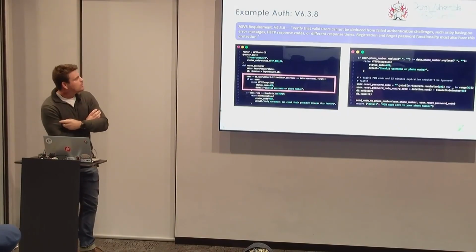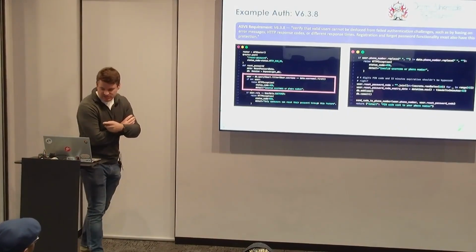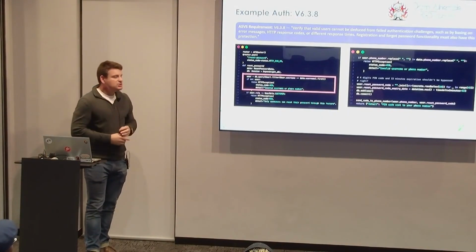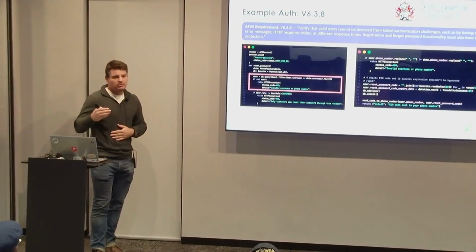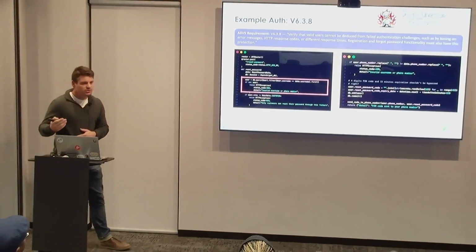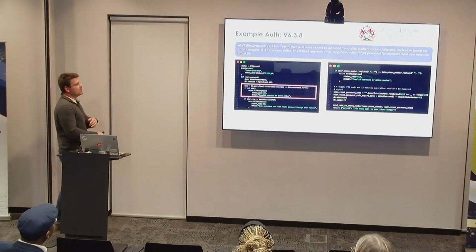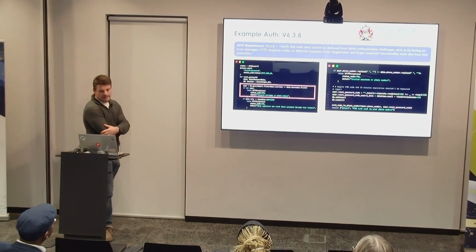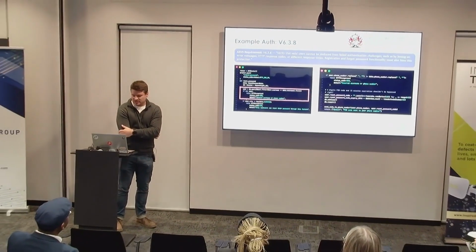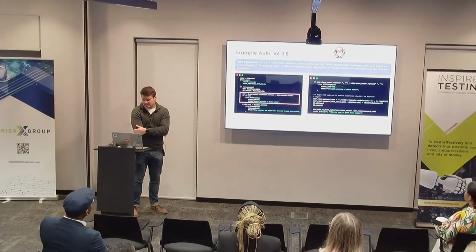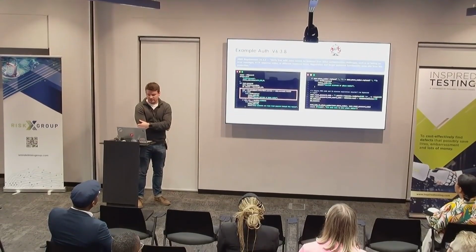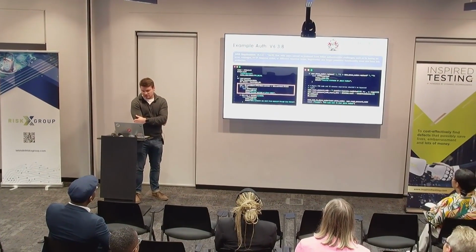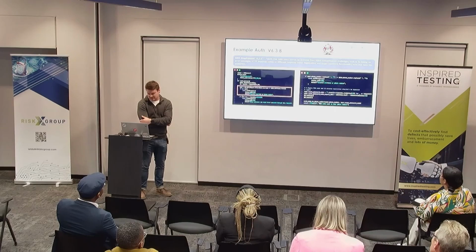Now I've got a more complex one, and this is an interesting one as well, because when we look at user enumeration specifically, it can occur in various ways, and it can also occur at various stages in the application. So for this specific requirement, we're looking at verifying that valid users cannot be deduced from failed authentication challenges, such as based on error messages, response codes, or different responses for the forgot password functionality.